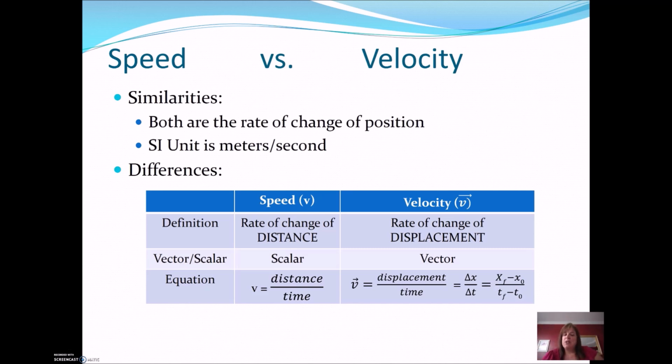Now, like I said when we talked about vector and scalar, speed is a scalar quantity. The equation for it is distance over time. So the total path divided by the time it took to do that path. But you just give me a magnitude in meters per second. Whereas velocity is the displacement, that final position minus the initial position, divided by that change in time. But you also need to give me a direction. So maybe it's 50 meters per second to the right.